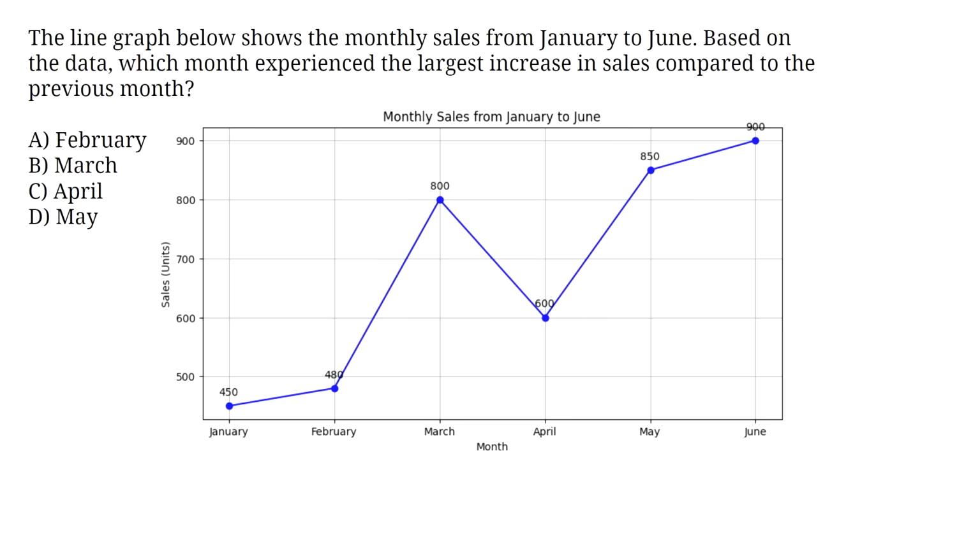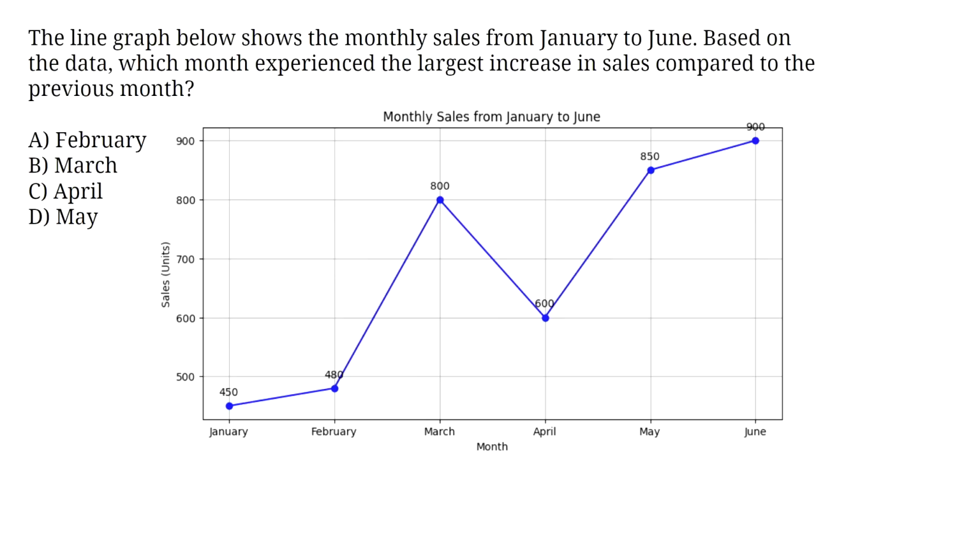The line graph below shows the monthly sales from January to June. Based on the data, which month experienced the largest increase in sales compared to the previous month? A. February, B. March, C. April, D. June. This is a very simple question that a lot of GED test takers get wrong, because they confuse the highest value with the highest increase.